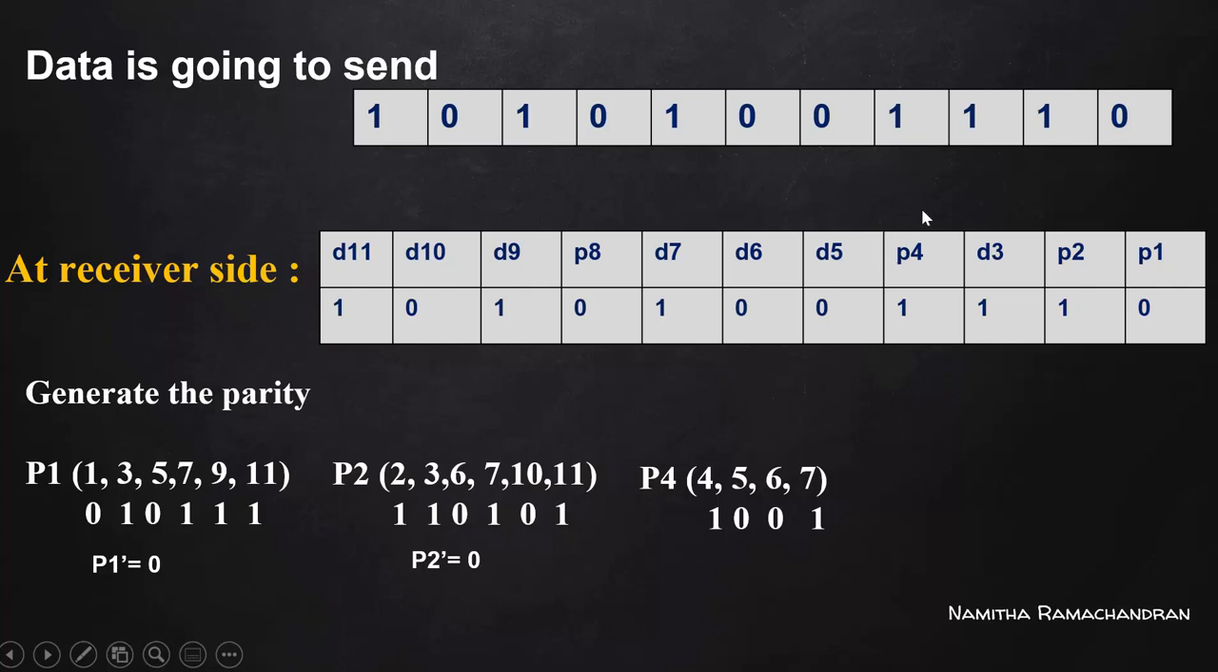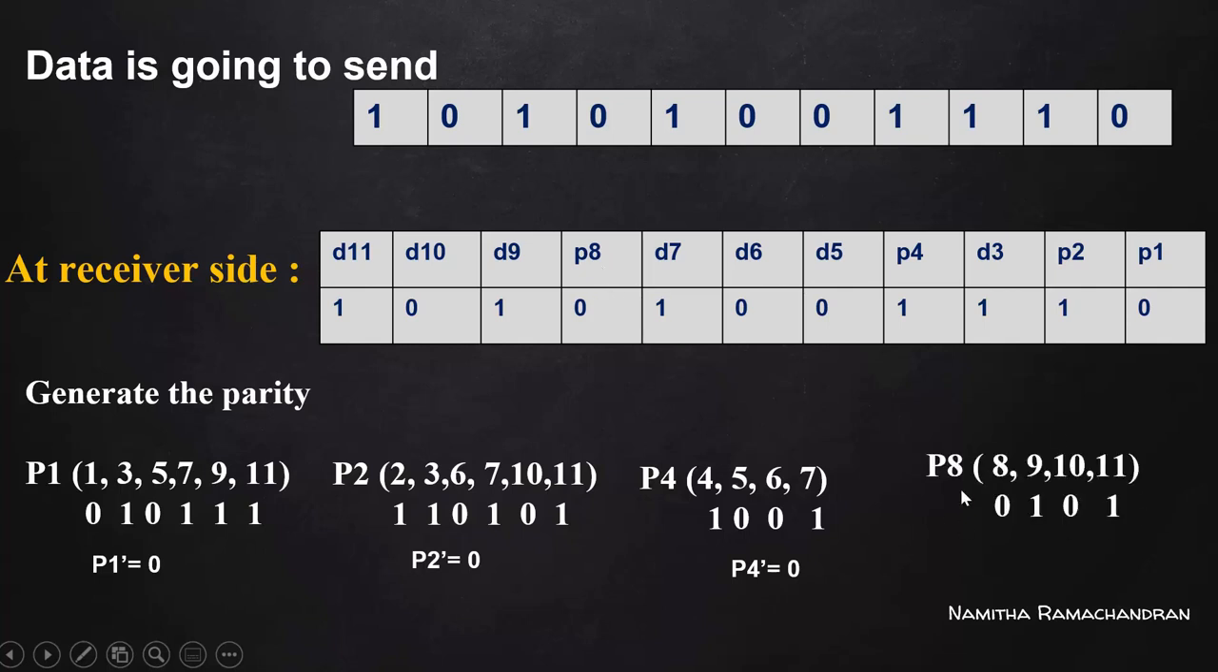For this particular position, we need to consider the positions 4, 5, 6, 7, because in all these cases the third least bit position of its binary representation contains value 1. 4, 5, 6 and 7. So at position 4 it is value 1, and at 5 it is value 0, and at 6 value 0, and at 7 value 1. So total 2 ones. 2 is even, so we can set this P4 dash as 0.